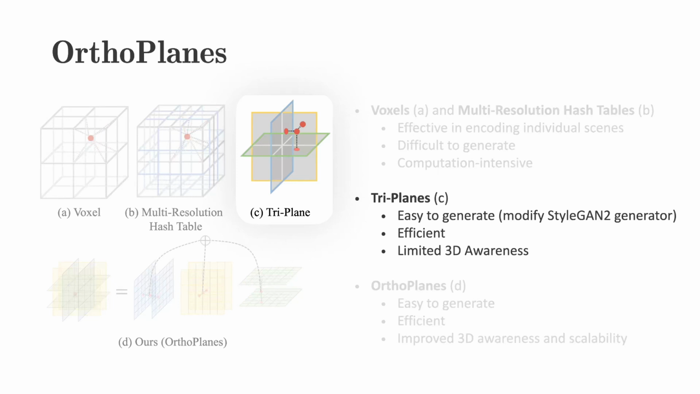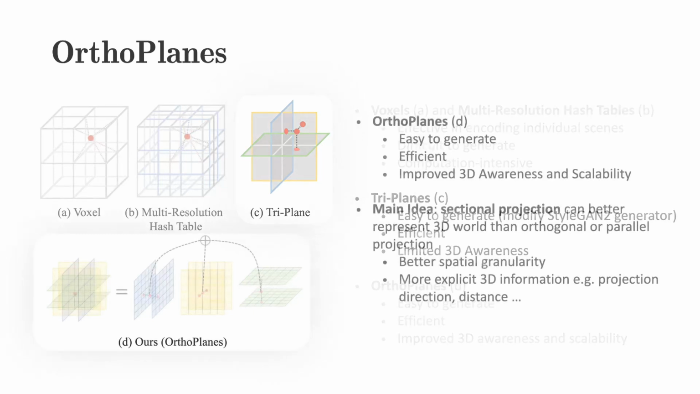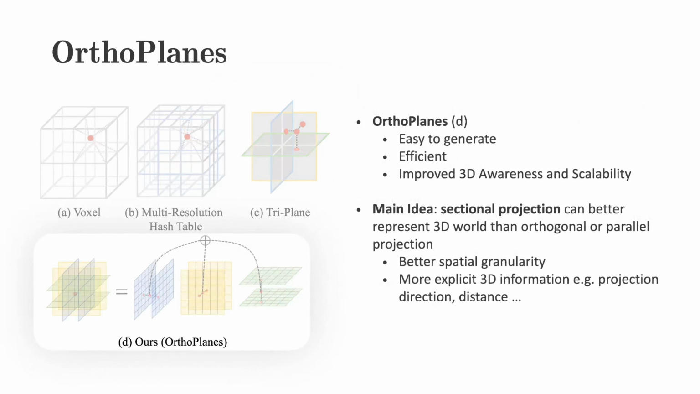The triplane representation takes 3D spatial points and projects them onto three feature planes that are placed orthogonal to each other. Then, it joins the 2D feature vectors where the projections land to use as a 3D feature. The feature planes can be easily generated by modifying StyleGAN2 generators. Though computationally efficient, we argue that this representation has limited 3D awareness and suboptimal scalability.